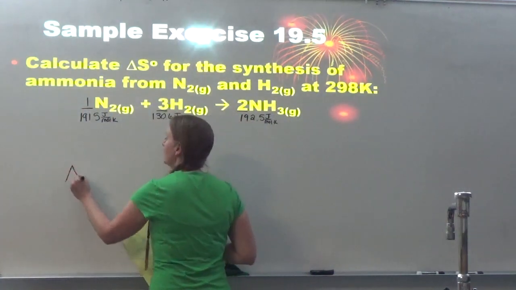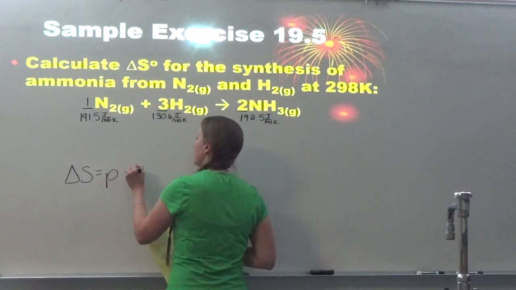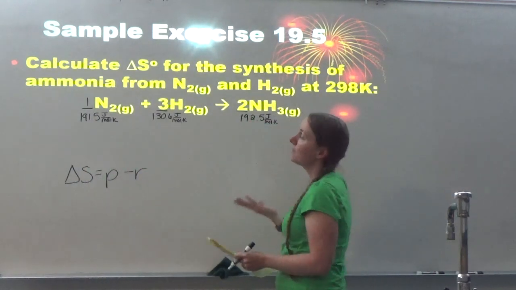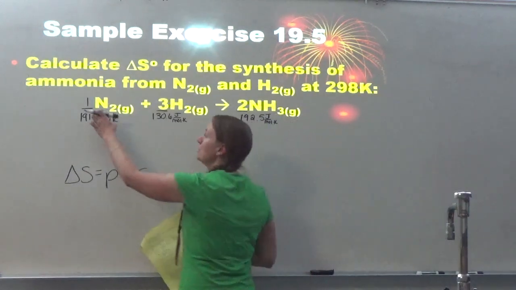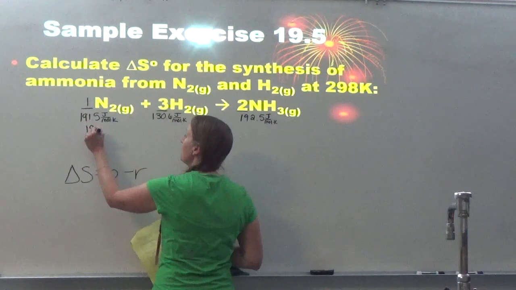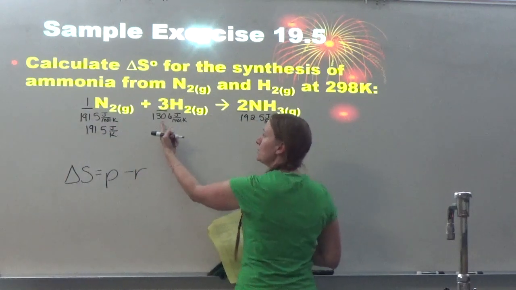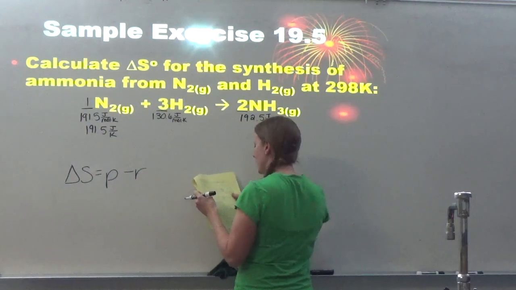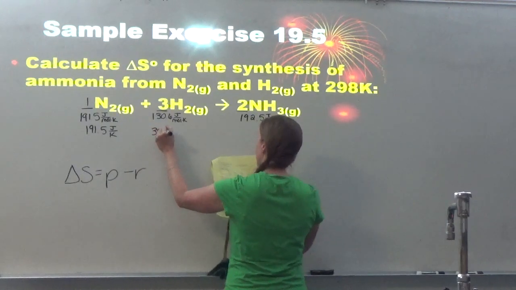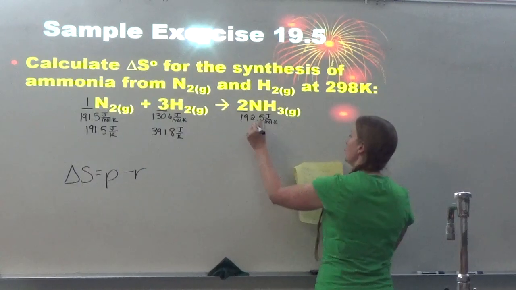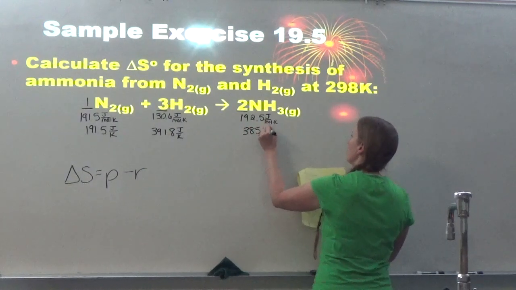Okay, so I know that delta S, I always like to just break it down and say products minus reactants. That's what I like to do. You don't have to do it that way, of course. So this one, clearly all I would do is multiply it by 1. So I'm going to get 191.5 joules per Kelvin. This one, I multiplied this number by 3. And so I got 391.8 joules per Kelvin. And this number I multiply by 2. And I got 385 joules per Kelvin.